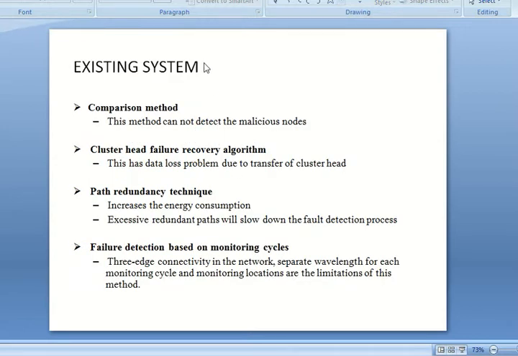The existing system for identification of a faulty node has been done with the help of the comparison method. The disadvantage of the comparison method is that it cannot detect the malicious node. The cluster head failure recovery algorithm is also used to detect the faulty node, but there is a data loss problem. The path redundancy technique can also be used, but the redundant path will slow down the process and also has large energy consumption. And failure detection based on monitoring cycle will increase the wavelength required.